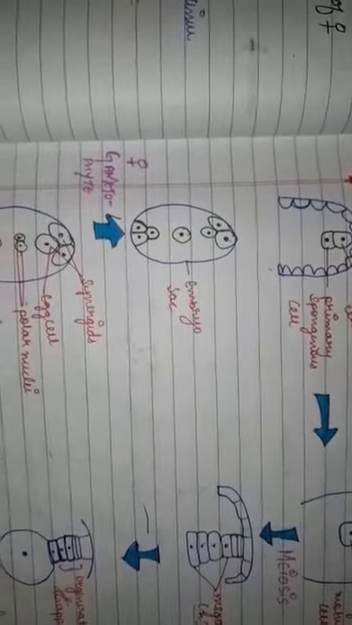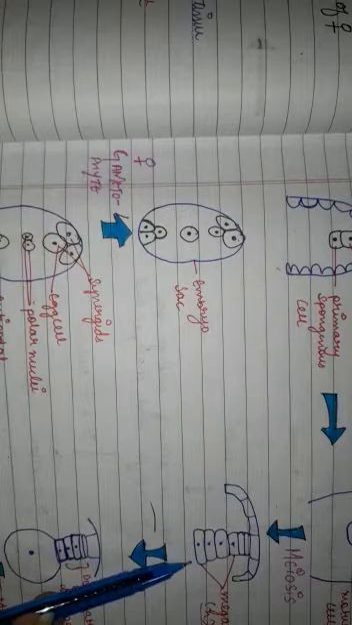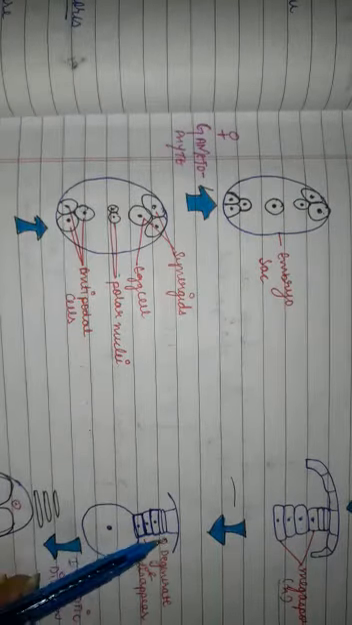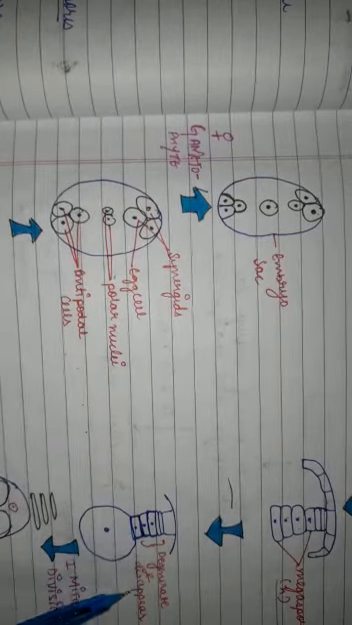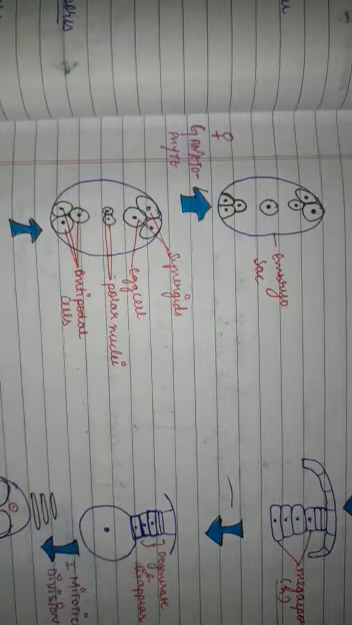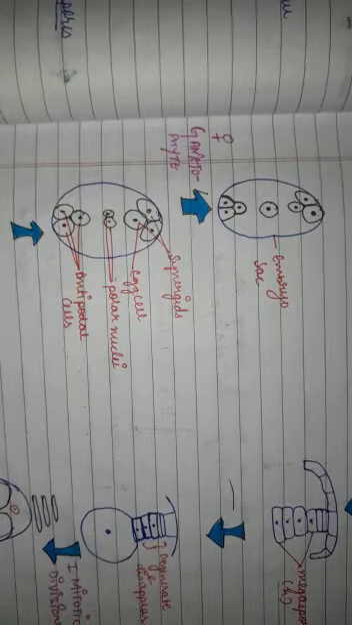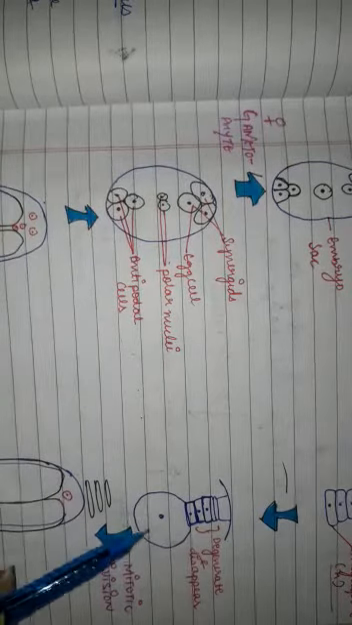Meiosis results in the formation of 4 haploid megaspores. Out of these 4 haploid megaspores, 3 near the micropylar end degenerate and disappear. The last one towards the chalazal end enlarges in size and undergoes 3 mitotic divisions. 3 times it undergoes mitosis.